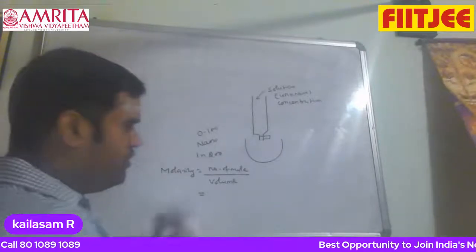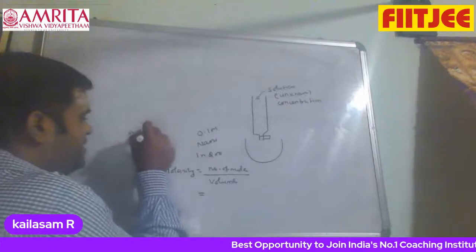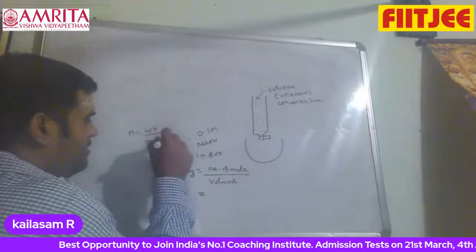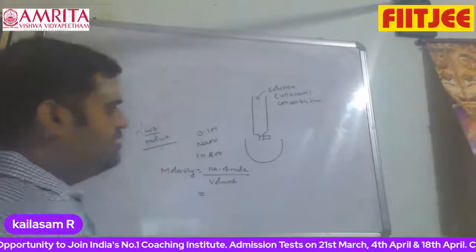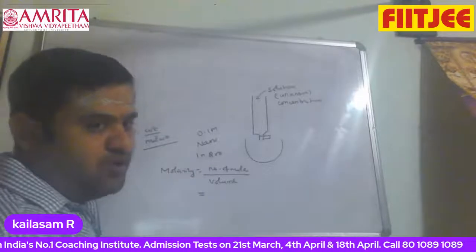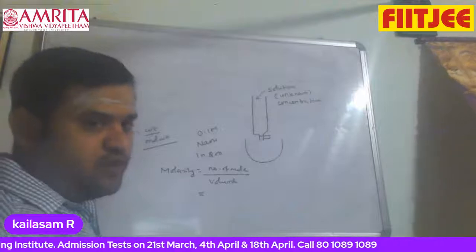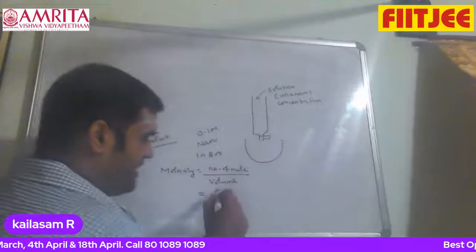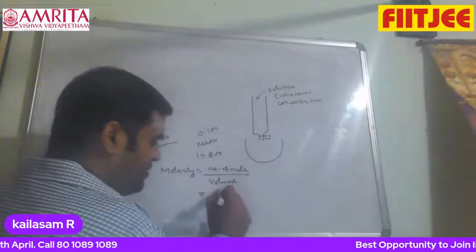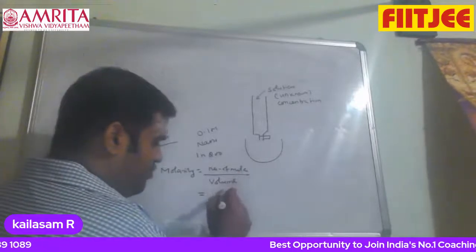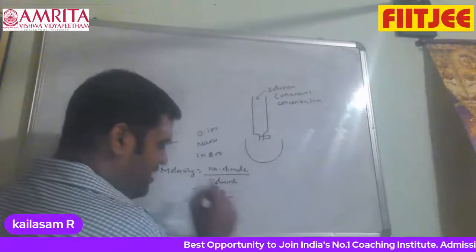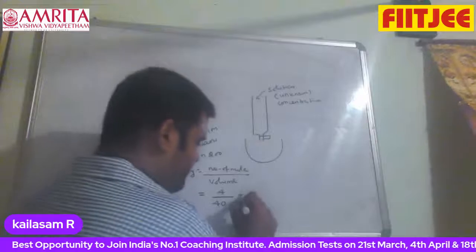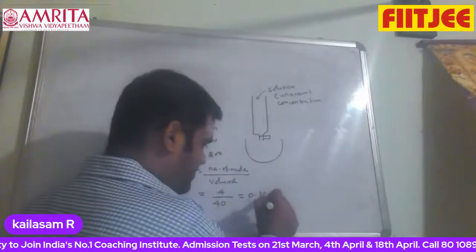Look at this. We know that mole, n, is nothing but weight by molecular weight. And for weight by molecular weight, how many moles? 0.1 mole. 0.1 means 4 by 40. 4 by 40 is nothing but 0.1.